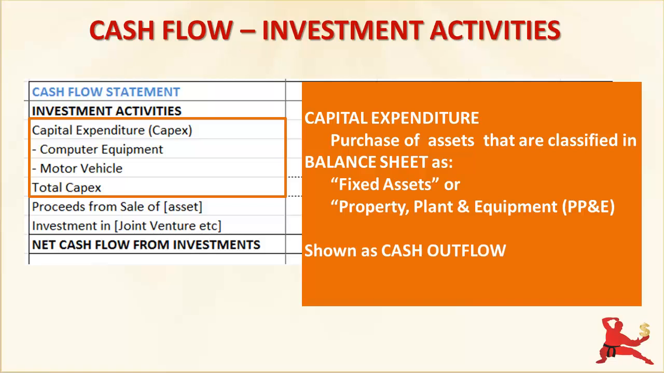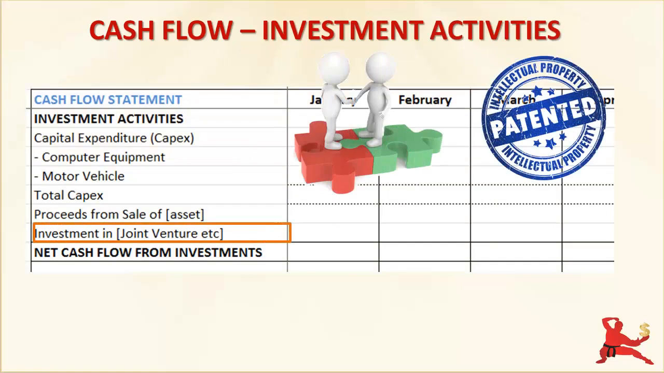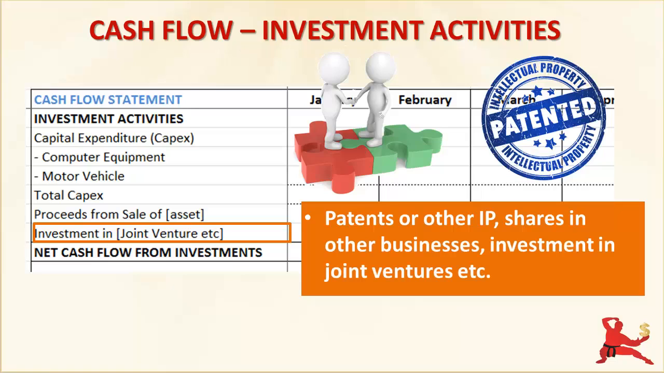Even if you finance the payments for these purchases with borrowings, you will still show the purchase price as a cash outflow here. How you finance the purchase is reflected in the finance activities section of the cash flow statement. Investments in other businesses or joint ventures, as well as expenditure on developing intellectual property, are also shown in this section of the cash flow statement.